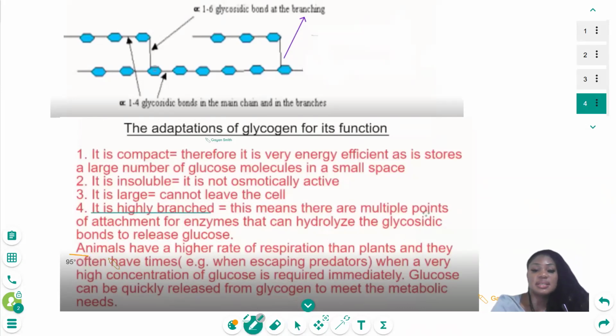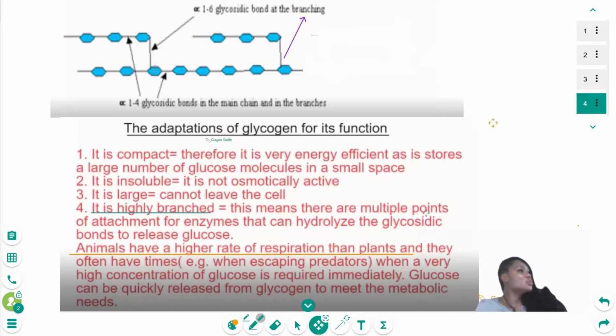This is essential because animals have a higher rate of respiration than plants. The animals will more likely need to get the glucose faster than plants need it. For example, like we saw in the video where the zebra was trying to escape from a predator. So when animals need a high level of glucose, they need it very quickly. So they need to have a molecule that can allow enzymes to attack it very quickly and break it down and release the glucose units.